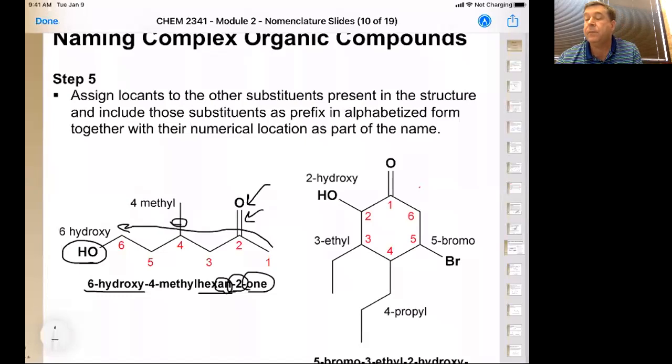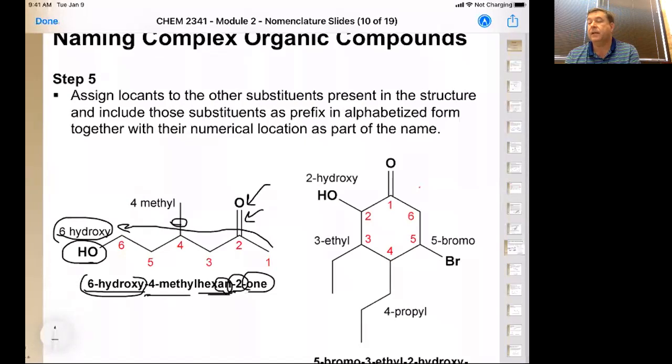There we go. So again, alphabetical order. So we have 6-hydroxy-4-methylhexane-2-one. Okay, so let's follow those rules again.